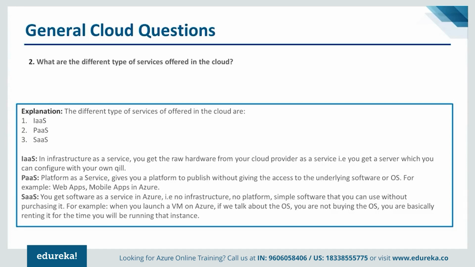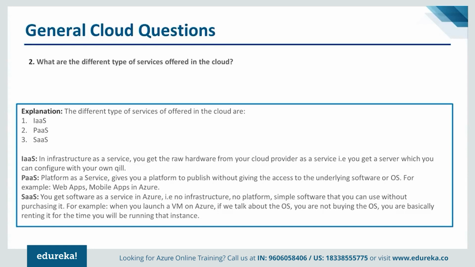Then you talk about PaaS, platform as a service. In this, you don't get access to your machine, or in other words, you don't get access to the underlying layer, but you get complete access to the resources or the services, right? So it's more like a platform on which you publish your applications. There are a few examples, like web apps and mobile apps, which are in Azure.